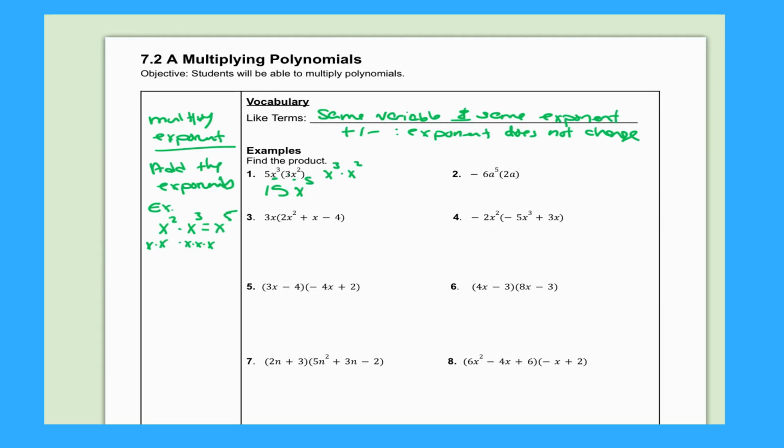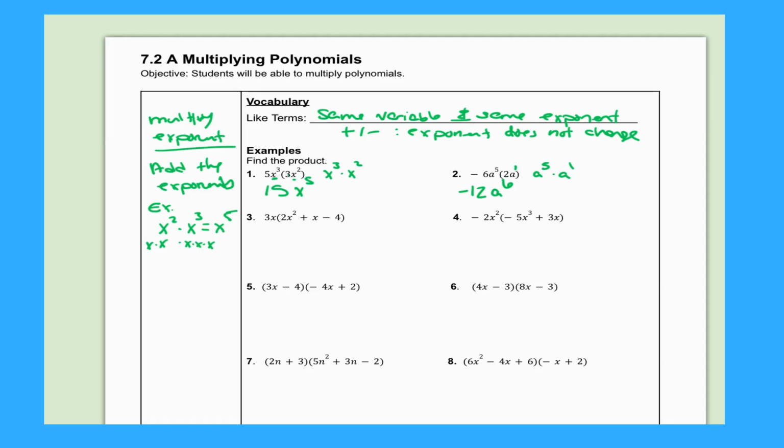Number 2, again, the coefficients, we're going to multiply like normal. So negative 6 times 2 is negative 12. And then with the variables, we're going to add the exponents. So that's a to the fifth, and we're multiplying that by a to the first. So that is a to the sixth. So we get negative 12a to the sixth.